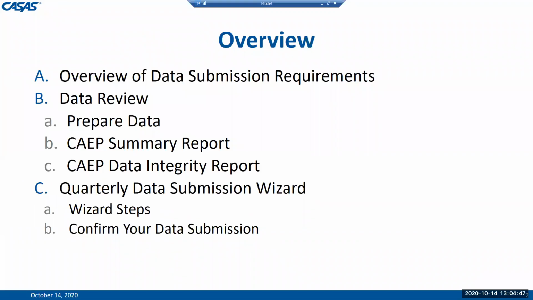So a quick overview of the presentation, that way you can tell where your questions will reside and what I'm going to go over in the PowerPoint. The first thing that we'll go over is an overview of the data submission requirements. Then we're going to talk about the data review. That includes preparing your data. We'll go over the CAEP summary report and then the CAEP data integrity report. Lastly, we'll go over the quarterly data submission wizard. That includes the wizard steps and then how to confirm that you've submitted your data. I will also, if time permits, go into TopsPro Enterprise so that I can give you a step-by-step in the system on how to complete the data submission wizard.